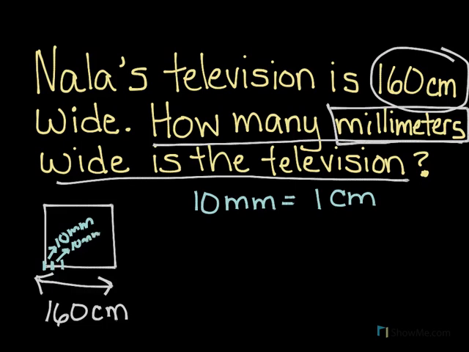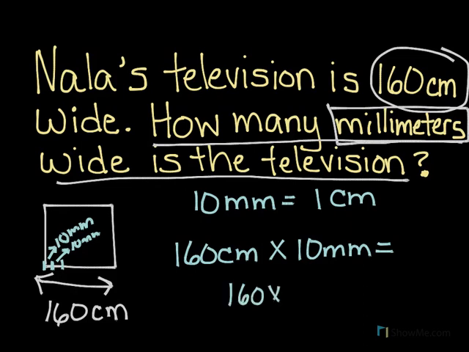So I'm going to multiply. So let's see. We have 160 centimeters, 10 millimeters in each centimeter. So if I multiply that, 160 times 10, I'm going to get 1,600 millimeters.